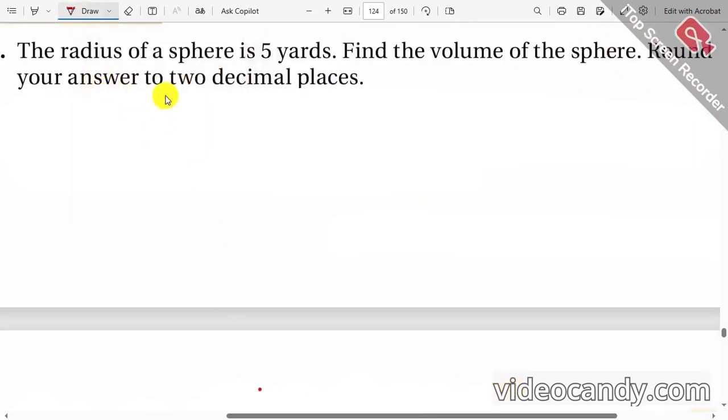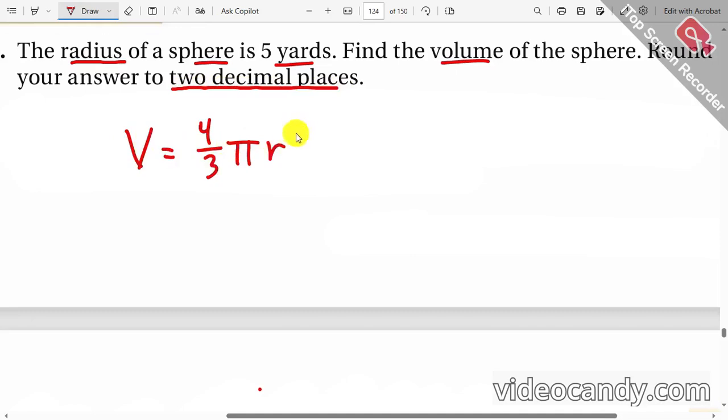All right, please pause and try this one. They say the radius of the sphere is 5 yards, and they want you to find the volume and round to 2 decimal places. All right, so just remember we said the volume is going to be 4/3 pi r cubed. All right, pretty simple. This one's just plugging in.